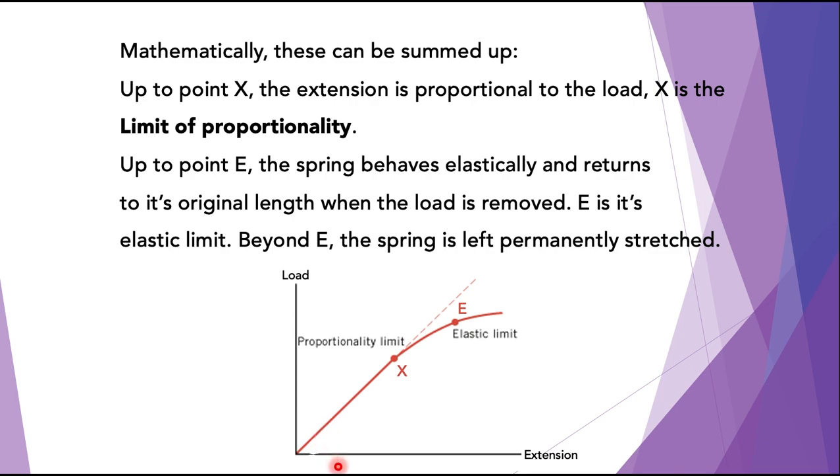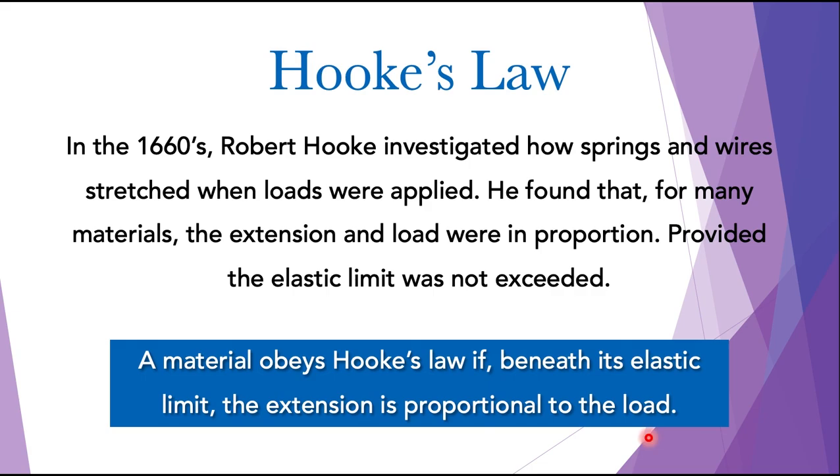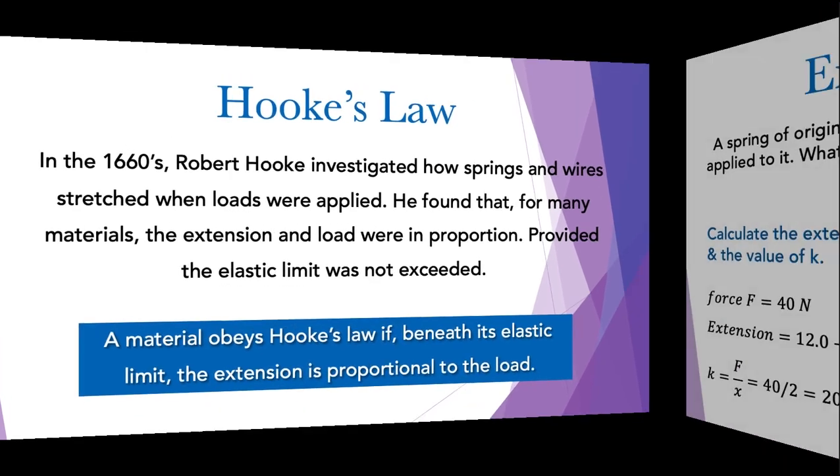So if we had divided extension by the load, it would always have the same value. So this basically obeys Hooke's law, but after the proportionality limit, it doesn't obey Hooke's law. So Hooke's law states a material obeys Hooke's law if beneath its elastic limit, the extension is proportional to the load. Steel wires do not stretch as much as steel springs, but they do obey Hooke's law. Glass and wood also obey the law, but rubber does not. So now that we've understood Hooke's law, let's move ahead on to doing some questions over here.